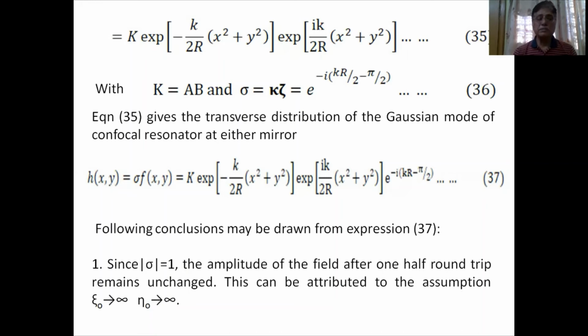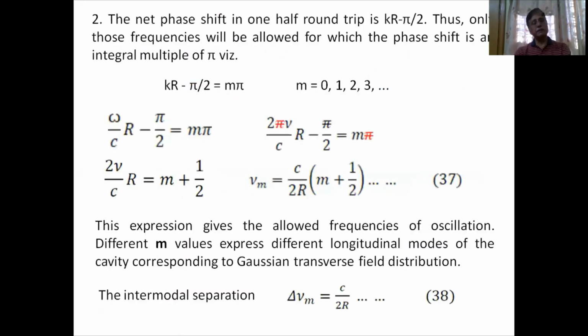Now, the following conclusions may be drawn from expression 37. Number one, mod of sigma is equal to 1, because sigma is equal to exponential minus i something, so mod of sigma is equal to 1. That means the amplitude of the field after half round trip remains unchanged. Now, this can be attributed to the assumption xi naught tending to infinity, eta naught tending to infinity.